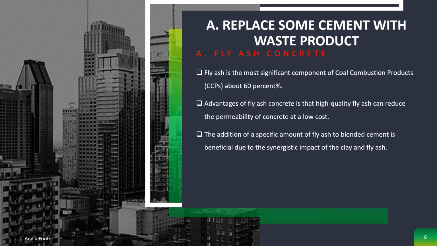For method 1, replace some cement with a waste product, which is fly ash. Fly ash is the most significant component of coal combustion products, CCP, about 60%. The advantage of fly ash concrete is that high quality fly ash can reduce the permeability of concrete at a low cost. Adding a specific amount of fly ash to blended cement is beneficial due to the synergistic impact of the clay and fly ash. Synergistic impact means chemical substances or biological structures that interact, resulting in an overall effect that is greater than the individual substances.